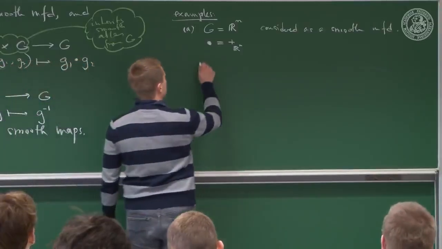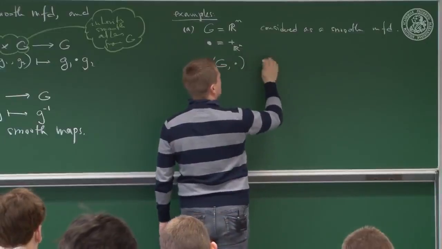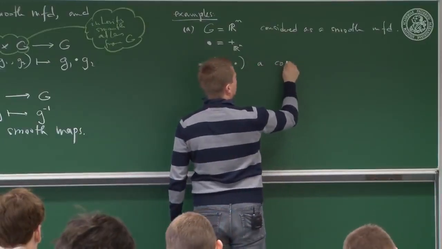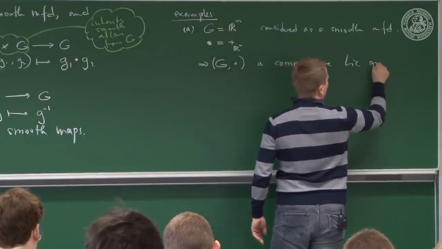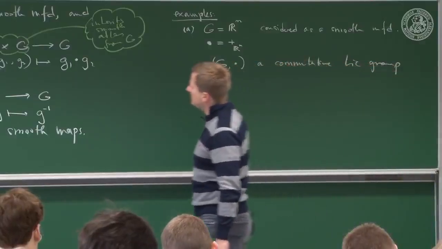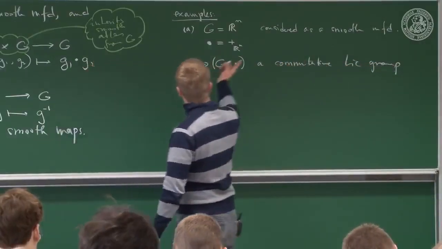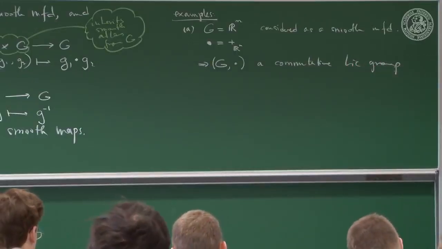Now, this makes G with the blob a commutative Lie group, because the addition and the inverse, which is of course taking the opposite vector, are smooth.